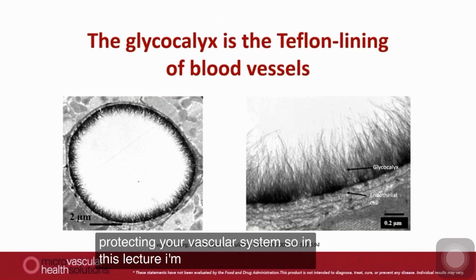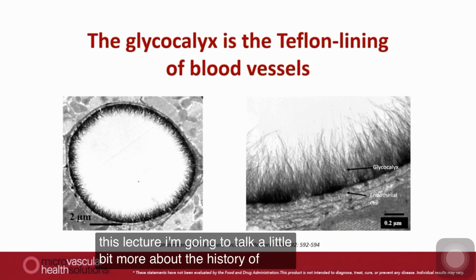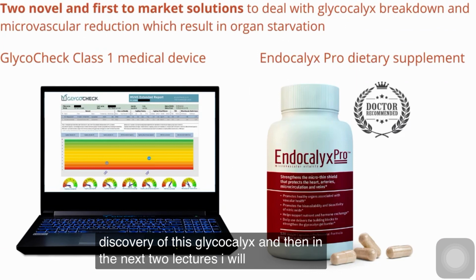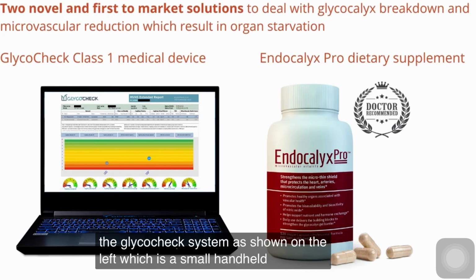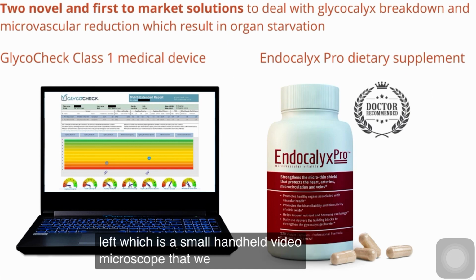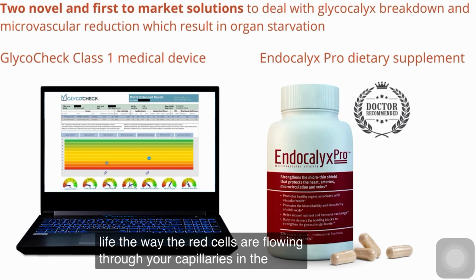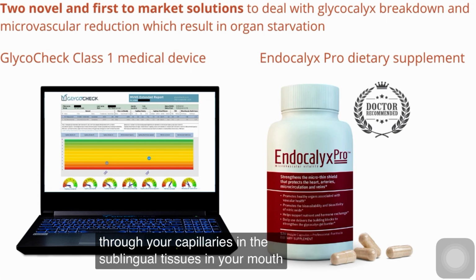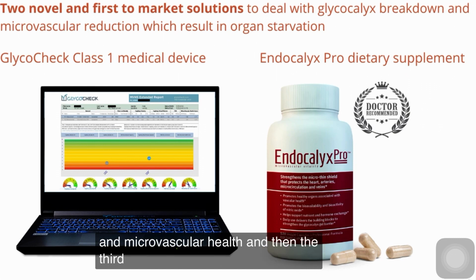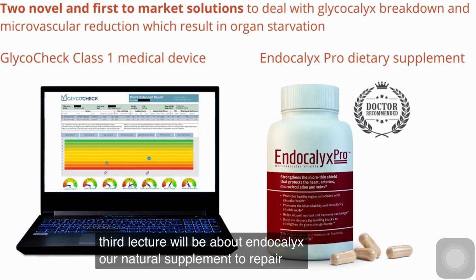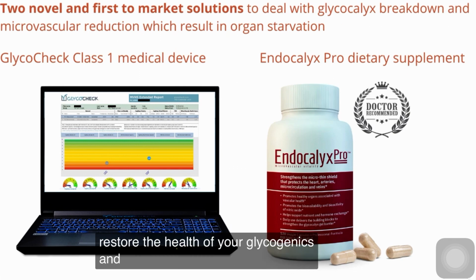So in this lecture, I'm going to talk a little bit more about the history of the discovery of this glycocalyx. And then in the next 2 lectures, I will focus on the GlycoCheck system as shown on the left, which is a small handheld video microscope that we can use to measure live the way the red cells are flowing through your capillaries in the sublingual tissues in your mouth, and that calculates a score for glycocalyx and microvascular health. And then the third lecture will be about endocalyx, our natural supplement to repair and restore the health of your glycocalyx and microvascular system.